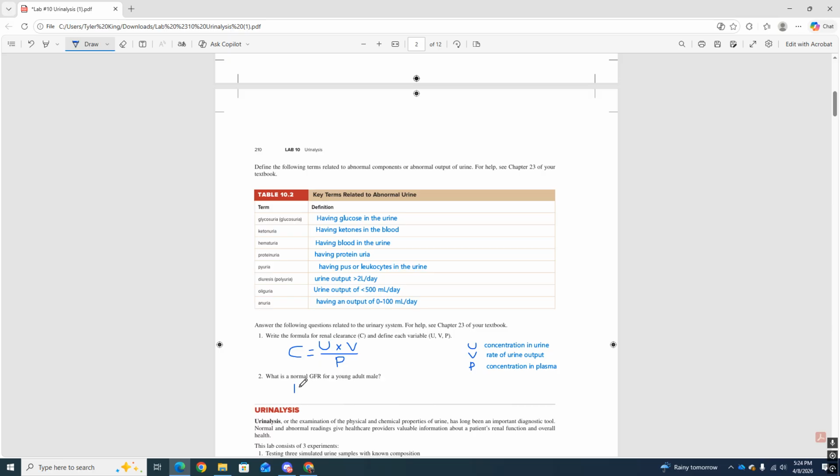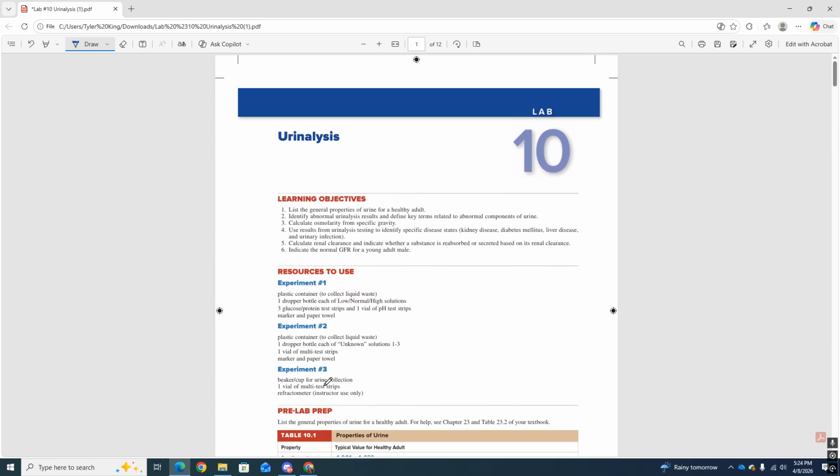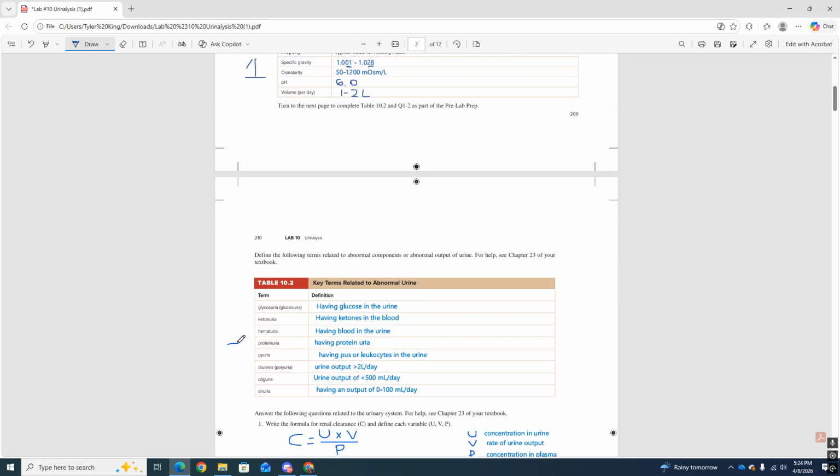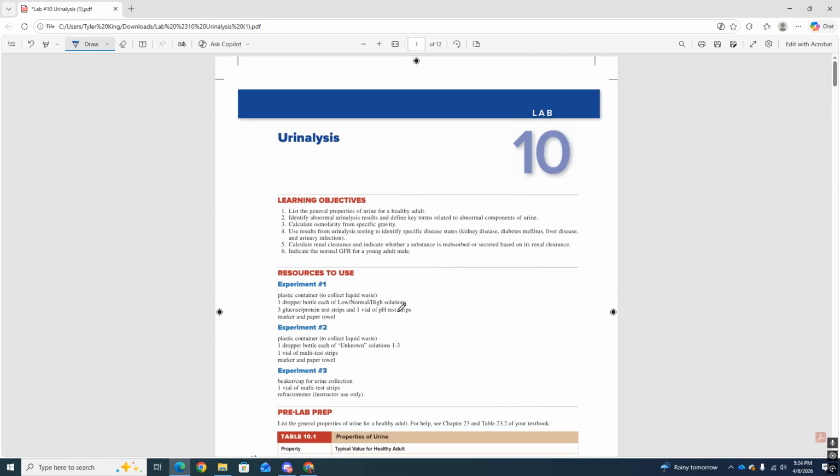This is about 125 milliliters per minute for a young adult male. All right, so perfect. All these things right here, guys, relate to learning objectives. Learning objective 1 is right here. Learning objective number 2 is going to be this one down here. So we got those out of the way.